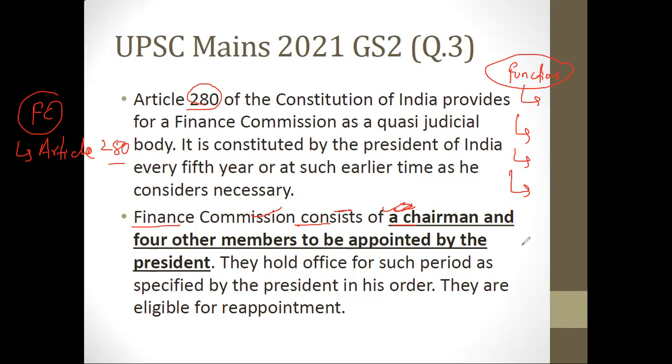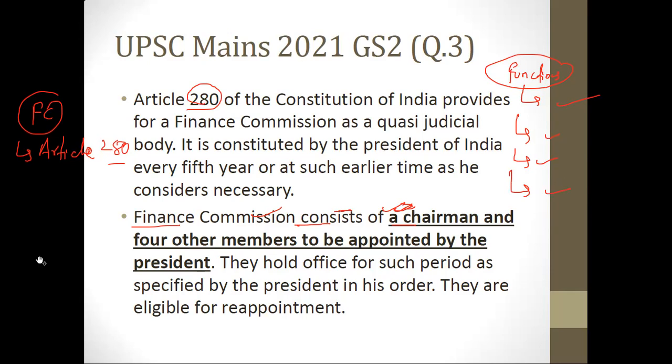Even if you read Lakshmikant's Constitution, you will see there are 4 functions. First is the distribution of the proceeds of taxes between center and state. Second is the principles that should govern granting aid, what aid will be given to states. Third is measures to augment the consolidated fund of a state to supplement resources of panchayats and municipalities. And fourth is any other matter referred by the President.